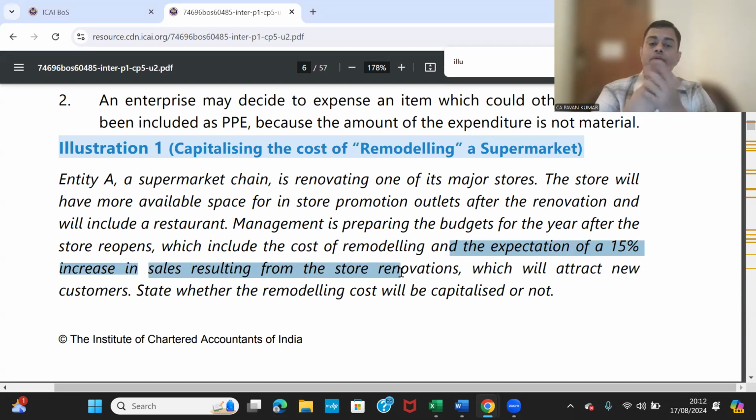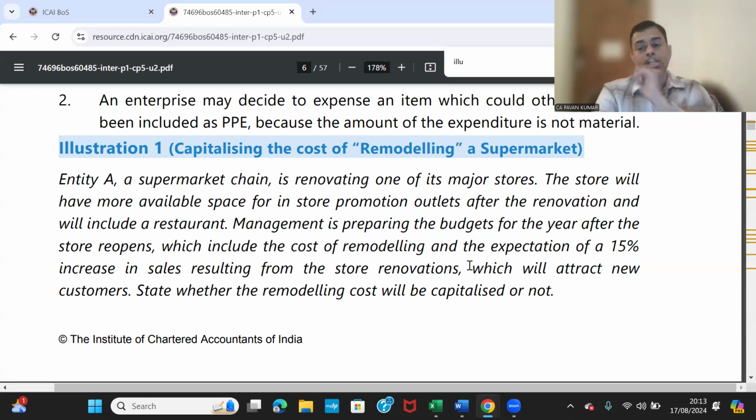There is an increase in sales. Now, tell me whether remodeling cost can be capitalized or not. The answer is 100% yes. Remodeling cost can be capitalized. But my dear friends, remember, knowing the answer is not enough to get marks. How do you present the answer? Pavan sir, this is a simple question. I know the answer. Yes, remodeling cost can be capitalized. Now you're writing in the exam, answering question number so and so: Yes, the remodeling cost can be capitalized. How many marks will you get out of four? One, half, zero.